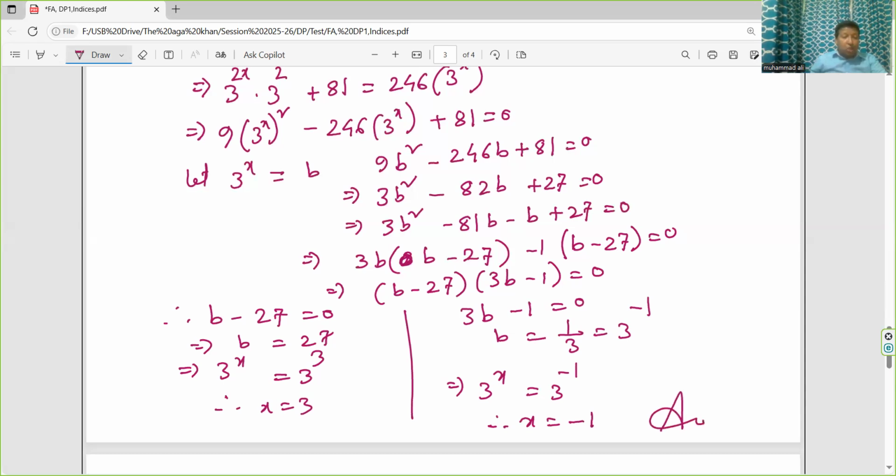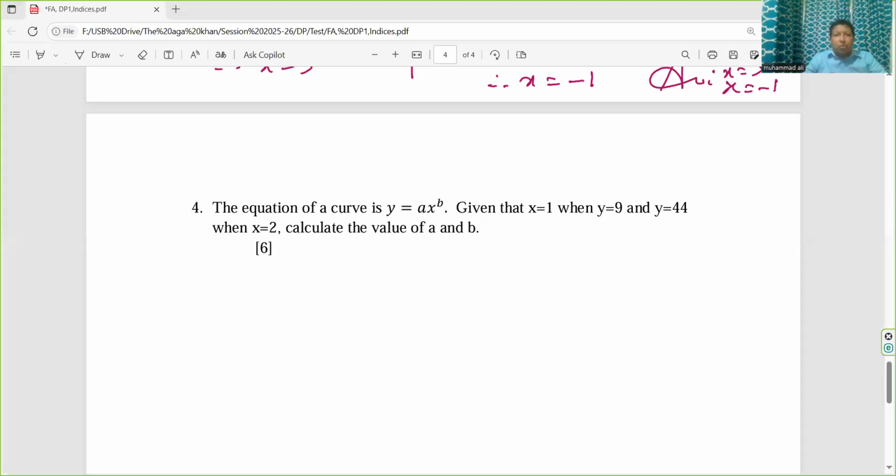So this is question number b. So the answer is x equals 3 and another x equals minus 1. Now we can do question number 4.